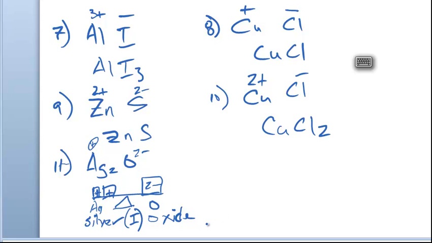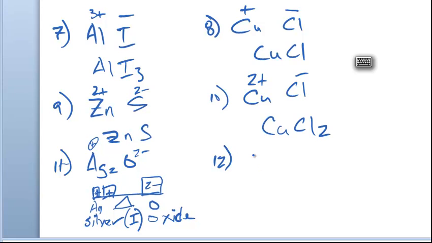And that would be fine. I would be happy to accept that. Although in the literature and in textbooks, because silver pretty much always has a single plus charge, the Roman numeral is usually not included in the name. But I'll accept either on that.